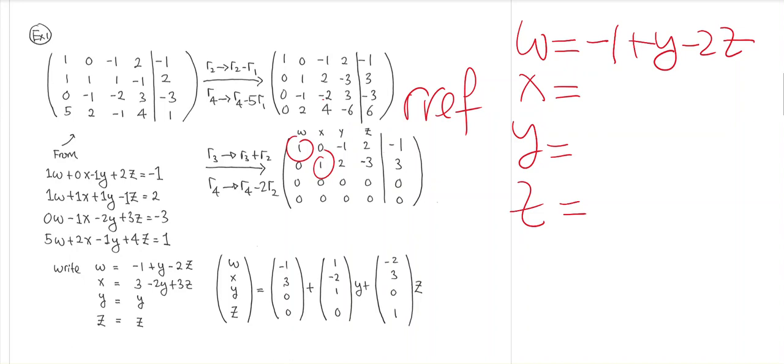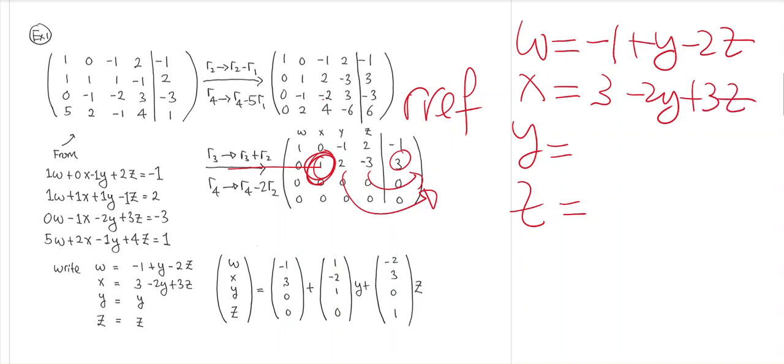All right, so we're done with the w. So we're done with the first row. So let's look at the second row. The second row tells you about x. So what is x? X is the 3 right here, and then move this thing across, so you have -2y plus 3z. So we're done, right?